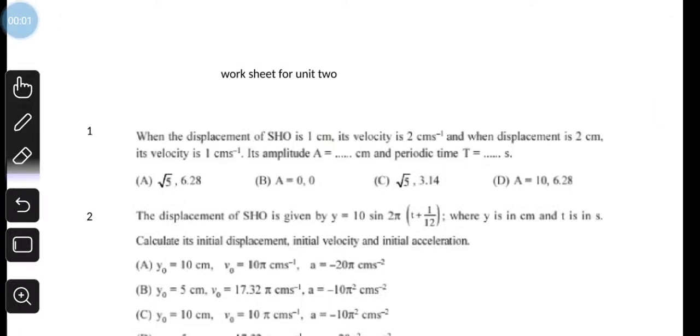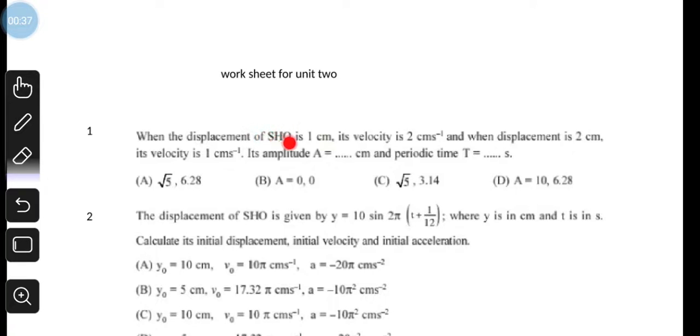Okay, today we'll see some examples related to simple harmonic motion. The first example says that when the displacement of a simple harmonic motion is 1 centimeter, its velocity would be 2 centimeter per second. And when the displacement is 2 centimeter, its velocity is 1 centimeter per second. Then what will be the amplitude and time period under this simple harmonic motion?